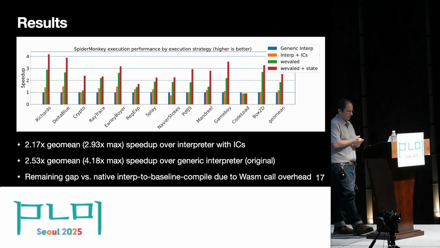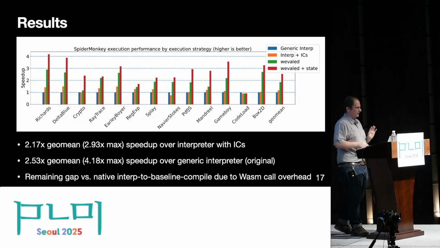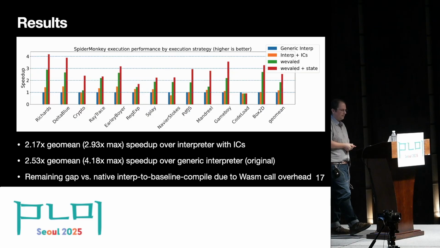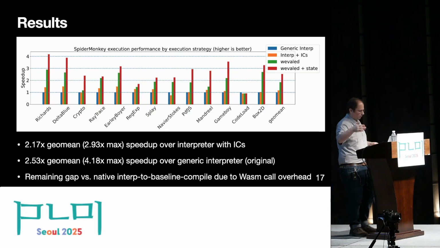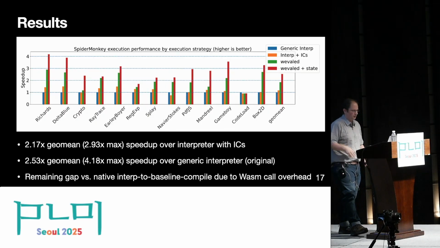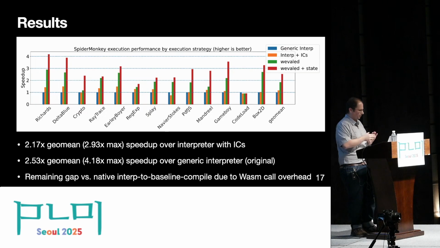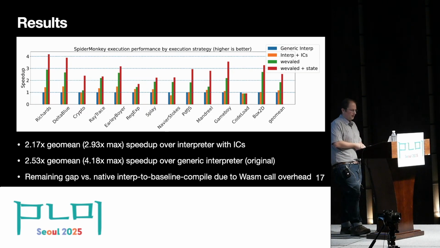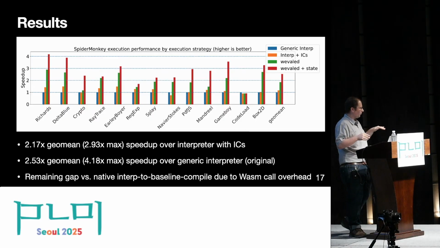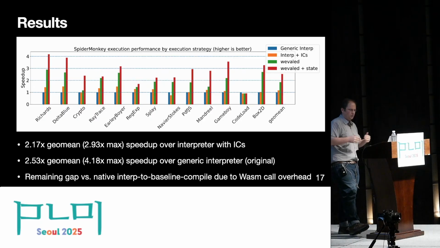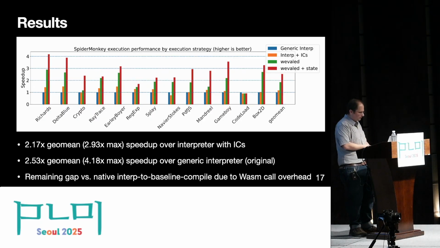So I'll tell you about our benchmarks. Very briefly, we have the Octane suite, which is a standard suite for JavaScript engines. We evaluate it here with a generic interpreter with ICs, and then our tool applied in several steps. The speedup that we see over the interpreter with ICs, which we can take as a fair baseline, is 2.17x. If we take the generic interpreter without ICs, which was actually the state of the world before we started this entire project, 2.53x up to 4x. So this is quite a significant speedup.